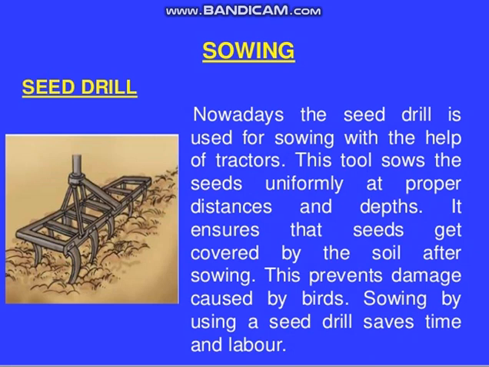After that, we can look at the various methods of sowing seeds. The first one is broadcasting. Scattering of seeds randomly in the field is known as broadcasting. It can be done by hand or by using mechanical broadcasters.